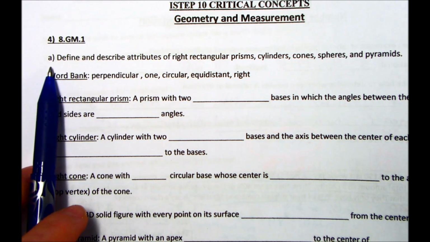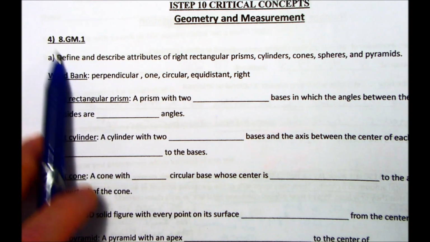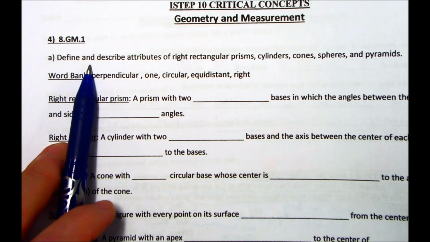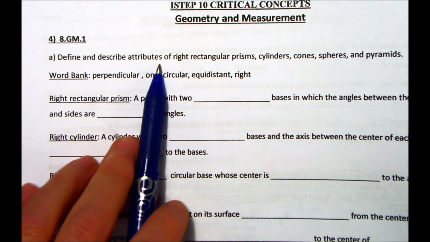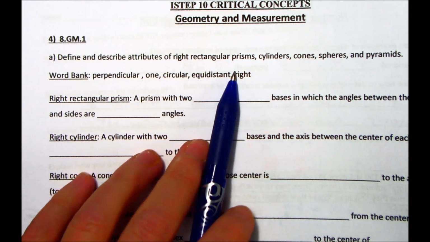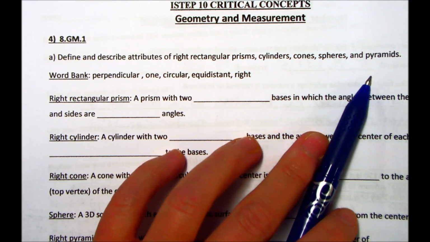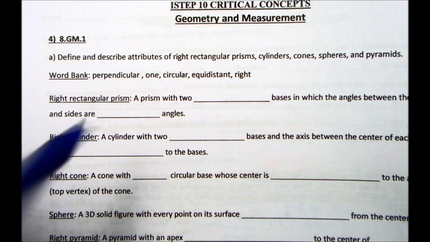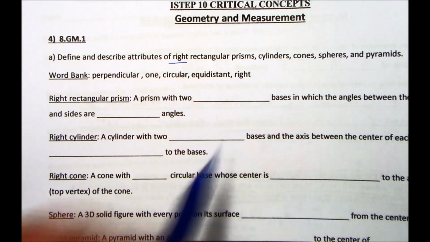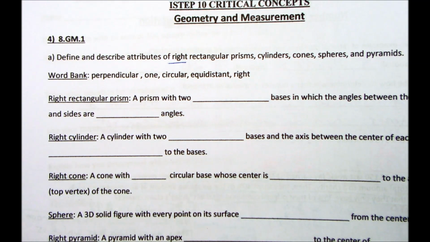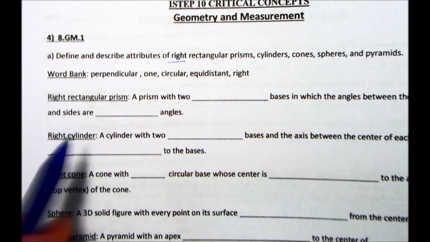All right, so in this first question for part A, it says define and describe the attributes of right rectangular prisms, cylinders, cones, spheres, and pyramids. Notice that they're right rectangular prisms and cylinders that are not going to be tilted. The bases and the sides are going to have right angles.